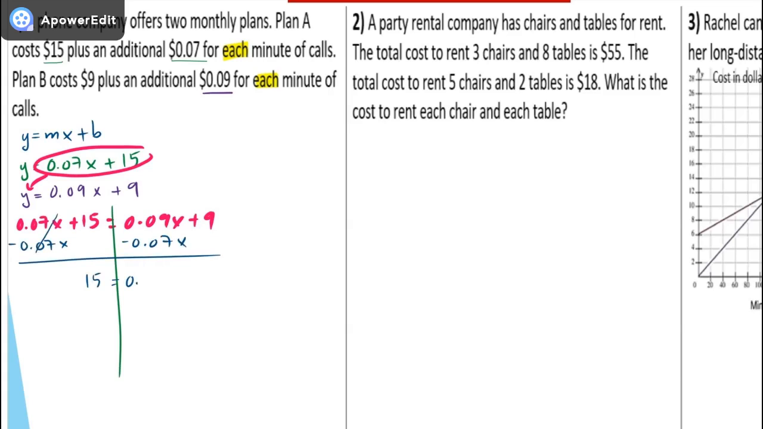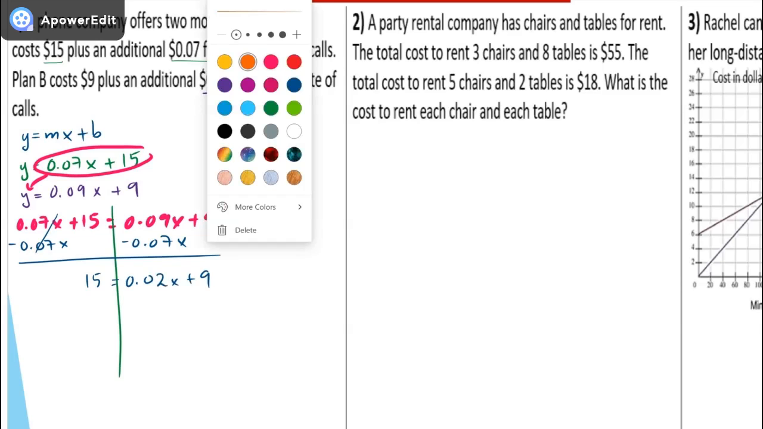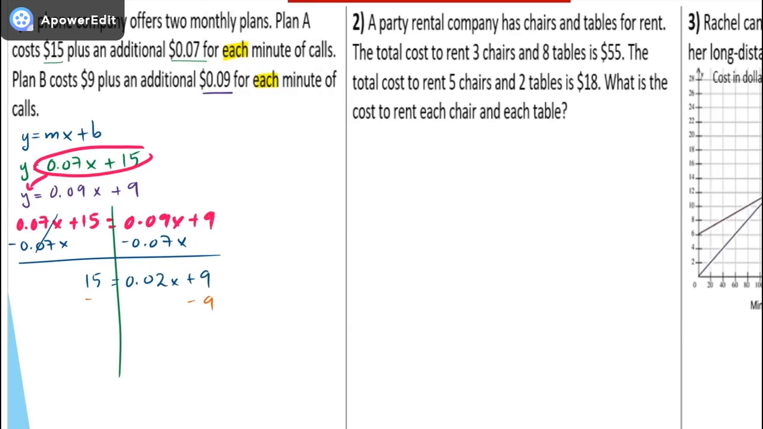15 equal to 0.02x plus 9. And we will subtract 9 on both sides. 15 minus 9 gives you 6 equal to 0.02x. Then continue solving for x. We're going to divide by 0.02 on both sides. Alright, so we move the decimal point 2 places over. So we add 2 zeros on top. So that turned into what? 600 divided by 2. That will give you 300 equal to x.